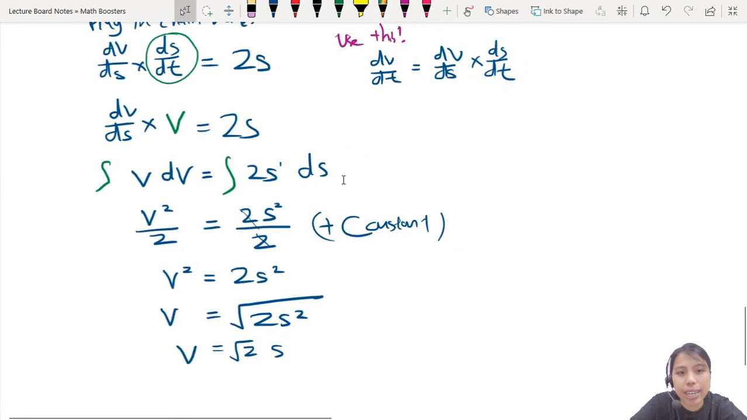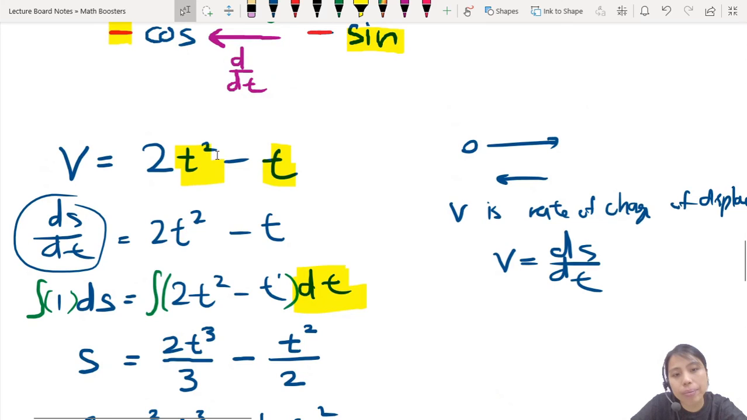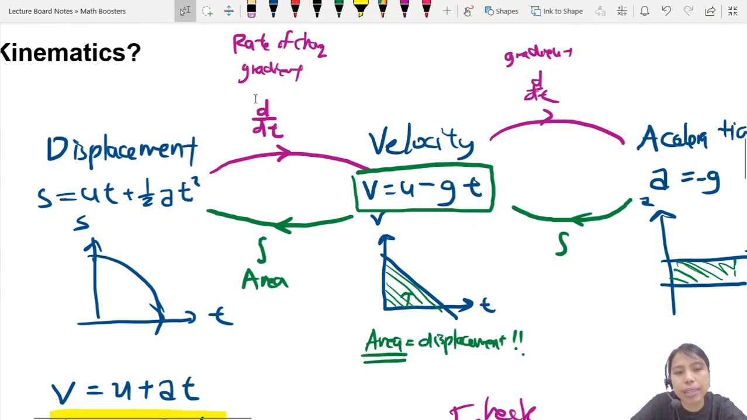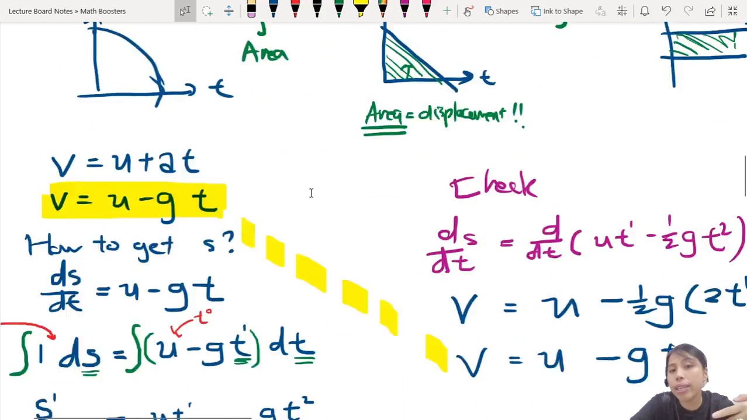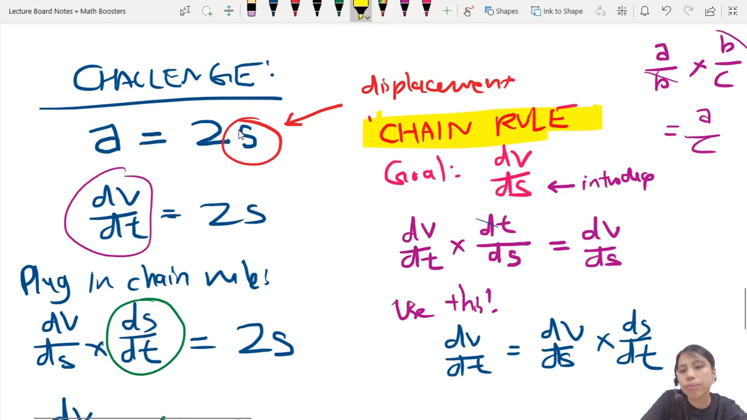So this is a challenge question. What happens if your equation is in terms of displacement instead of time? Usually when it's in terms of time, it's very convenient because all our kinematics is rate of change. Rate of change means time is involved. But if you have something else like this, an expression that depends on displacement, then you have to do what we call the chain rule to get rid of time. So we get something like this, a substitution to get rid of time.